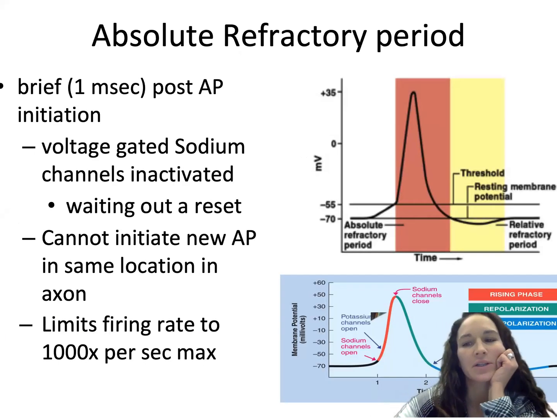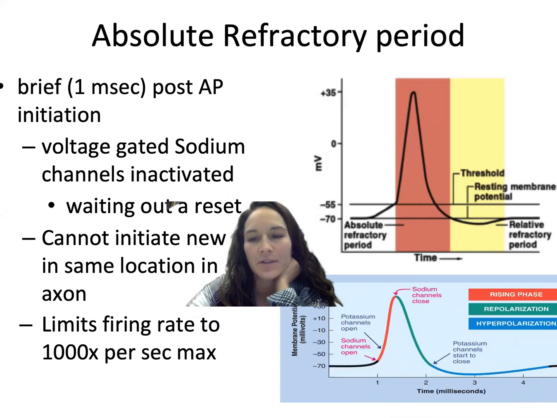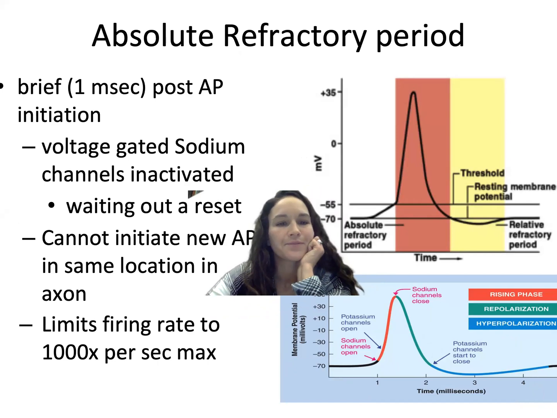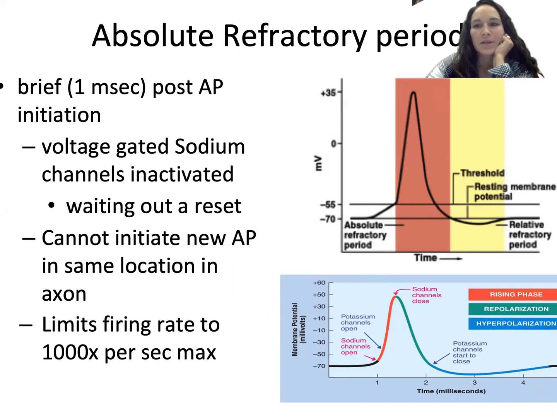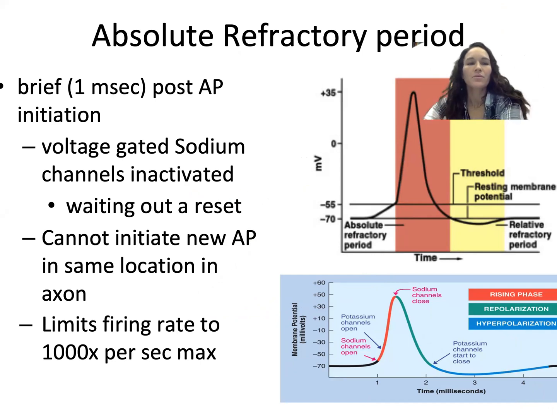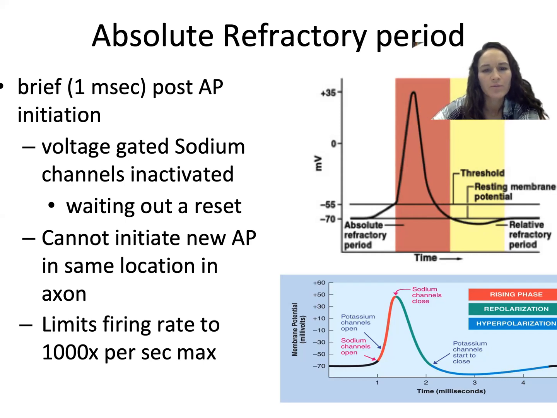So now we'll be talking about the absolute refractory period of the action potential. It's a brief 1 millisecond period following the initiation of the action potential. It starts pretty much at the peak of the action potential, and it's due to the inactivation of those voltage gated sodium channels within that millisecond. So we end up with this absolute refractory period because within that millisecond, the sodium channels inactivate themselves, and we have to wait out the sodium channel inactivation for the neuron to be able to fire another action potential on top of that.